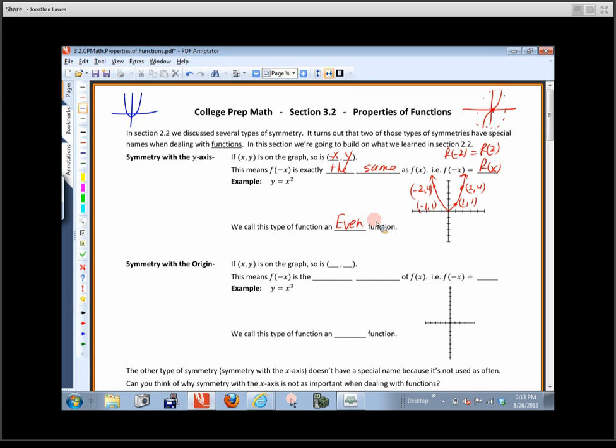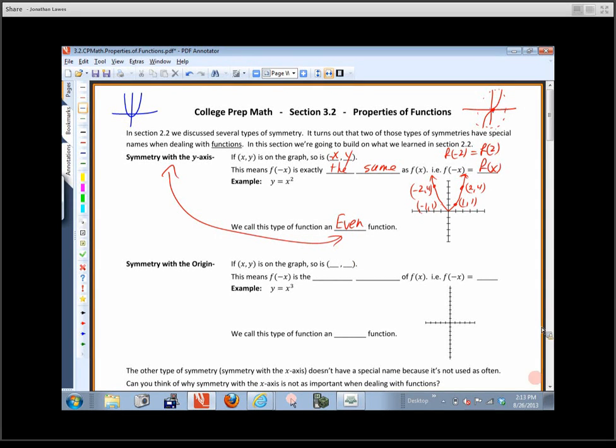So if I ever say, hey, we're working with an even function, you know we're working with a graph that is symmetric with the y-axis. And if I say we've got a graph that's symmetric with the y-axis, you know that we're working with an even function. Those two things are interchangeable. They mean the same thing. But why would we want to say symmetric with the y-axis when we could just say it's an even function? Okay, see how that's kind of shorthand there?